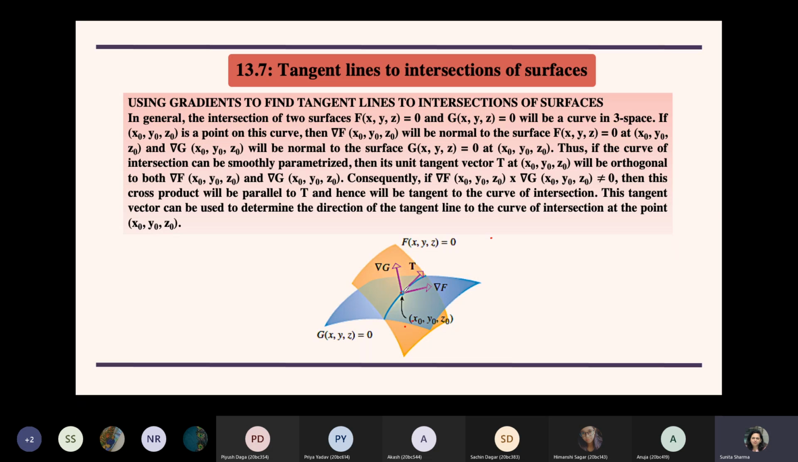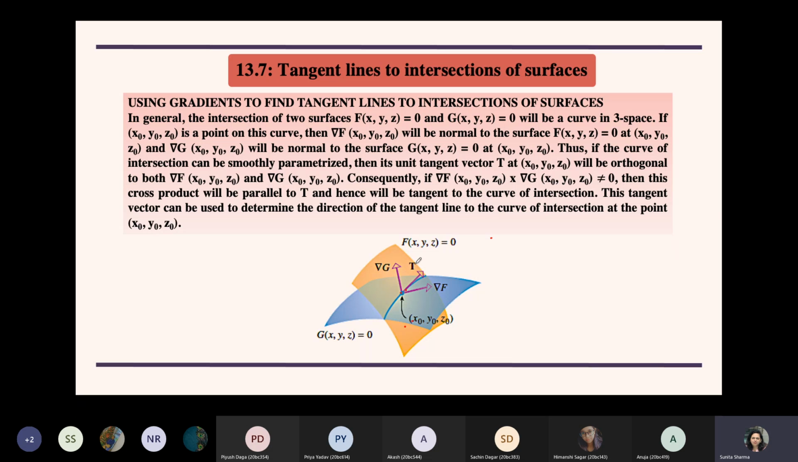By the previous concept we had seen, the tangent vector is going to be orthogonal to the gradient. So it will be orthogonal to both the gradients because your curve is lying on both the surfaces. Once we know that it is orthogonal to these two vectors, then the direction of this tangent will be given by the cross product of these two vectors, provided the cross product is not 0. Unless it is 0, then we will not be able to use this concept. We'll have to see something else.